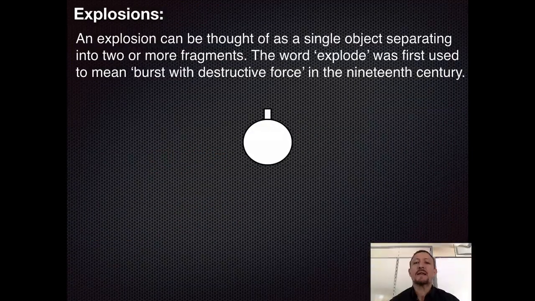So basically an explosion, and I googled this and just came up with a definition, is where a single object separates into two or more fragments. Now in this case we're going to just look in 2 dimensions. It's actually in 1 dimension, it's just going to be moving out. However, in reality you can have an explosion of a bomb where it's actually going to go in a variety of directions. So we've got 3 dimensions.